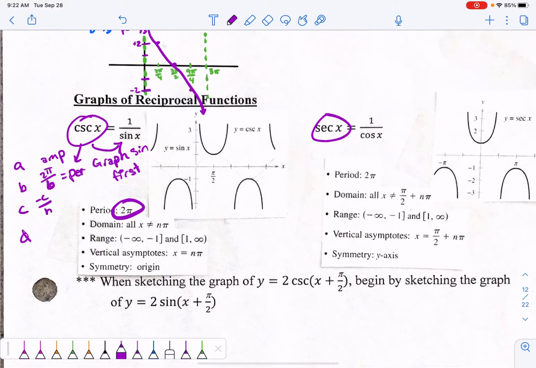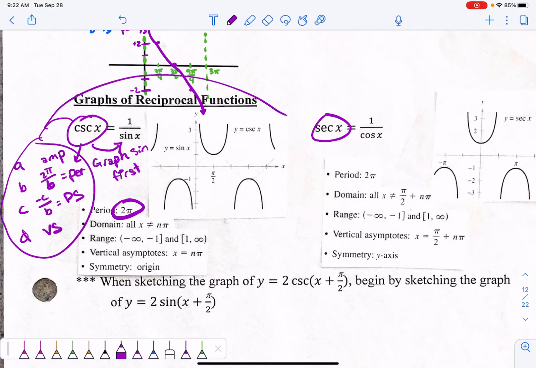Negative C over B will tell me the phase shift or the horizontal shift. And then D just tells me the vertical shift. So that is true for cosecant and for secant. And then we just graph those like normal.